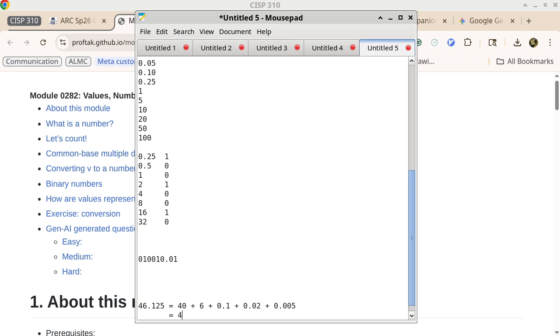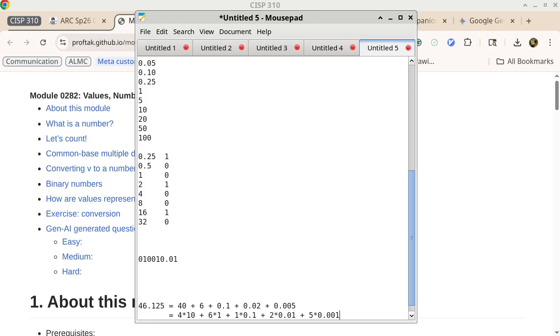I can re-express 40 as 4 times 10. I can re-express 6 as 6 times 1. I can re-express 0.1 as 1 times 0.1. I can re-express 0.02 as 2 times 0.01, and then I can re-express 0.005 as 5 times 0.001. Okay, tedious, yes, but am I wrong? I hope not.